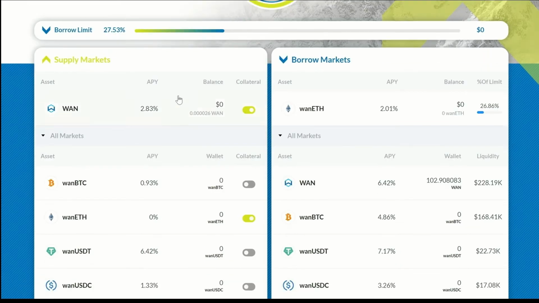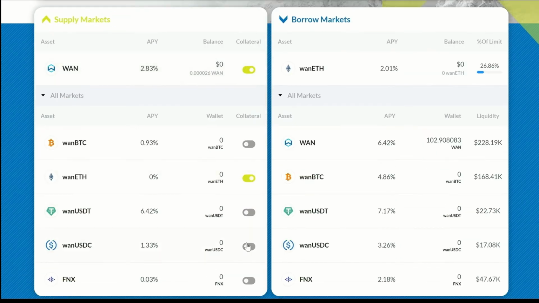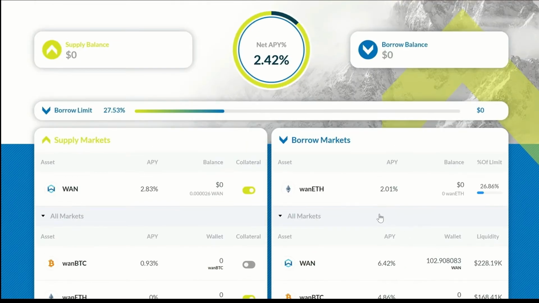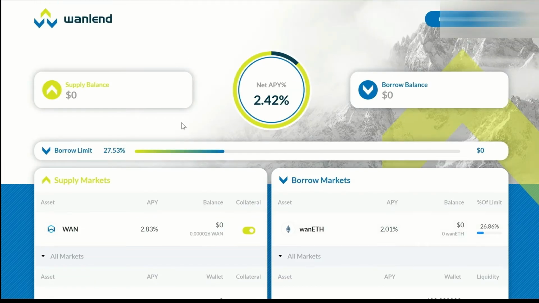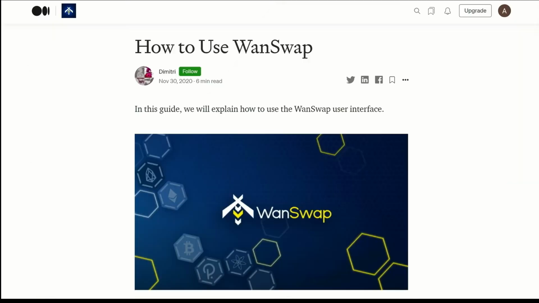Now, over here on the left-hand side, you can see the supply markets, which takes you through how much you have deposited for people to borrow. And then on the right side is the borrow markets, which shows you how much you have actually borrowed from other people. So great user interface, great design, really great work from the WanLend team.